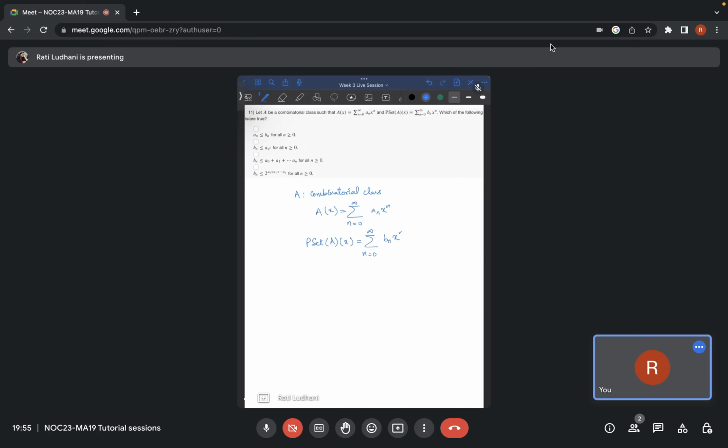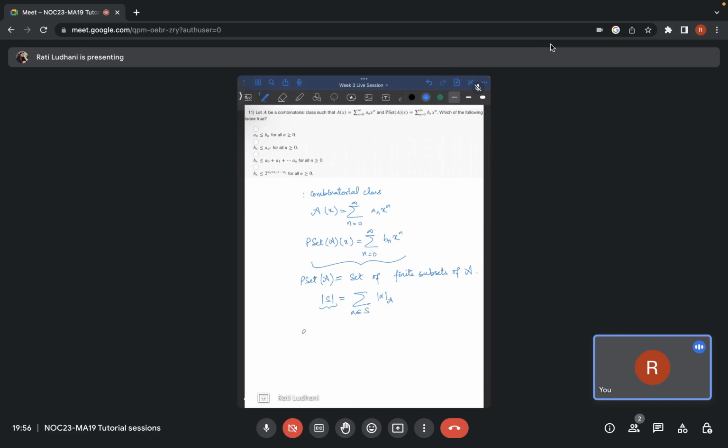Firstly, what is the power set? The power set of A, I'll write it as calligraphic A, is the set of finite subsets of A. The size of any such finite subset S will be equal to the sum of the sizes of all those alpha belonging to S. You consider the size of each element, and this sum defines the size for the power set.